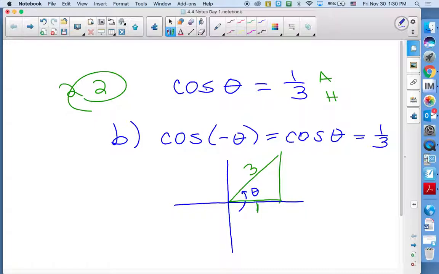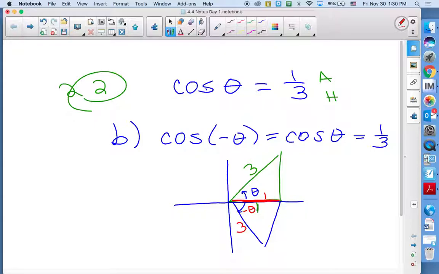So if I go down the other way, instead of going up, I have that same angle, but now it's negative instead of being positive. But it has the same exact value of 1, and the hypotenuse is also still 3 because it's the same triangle. It's just now we're moving down for the negative direction instead of up for the positive direction.